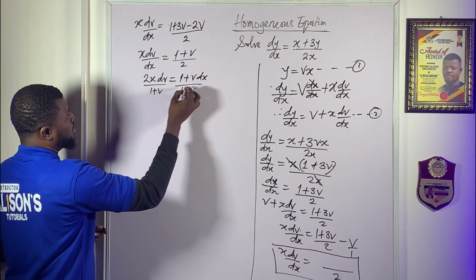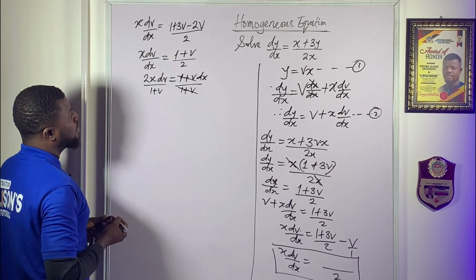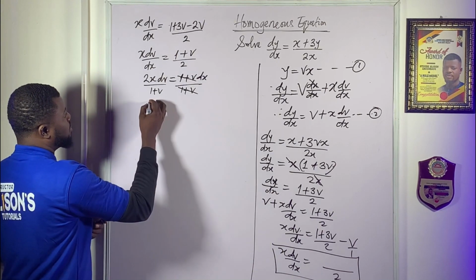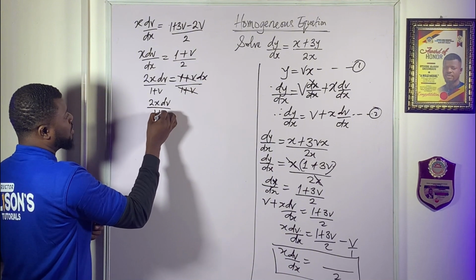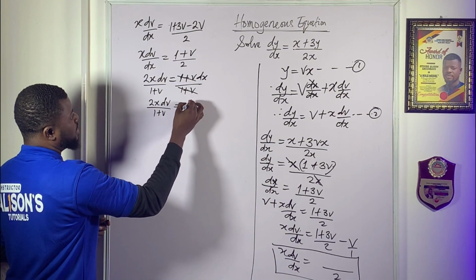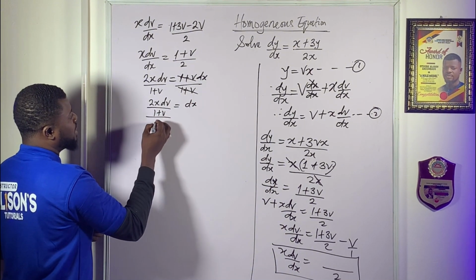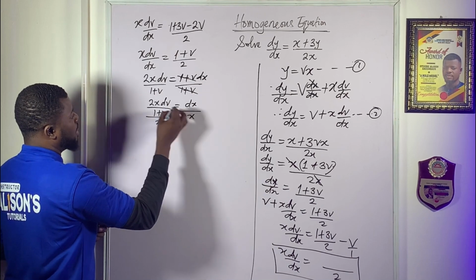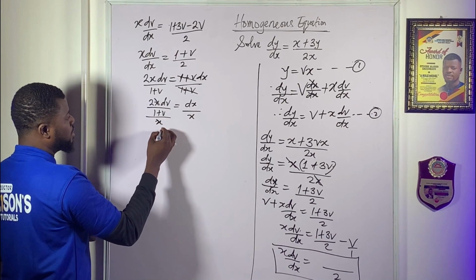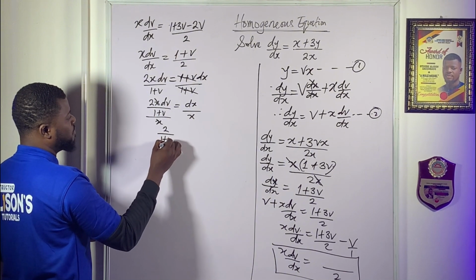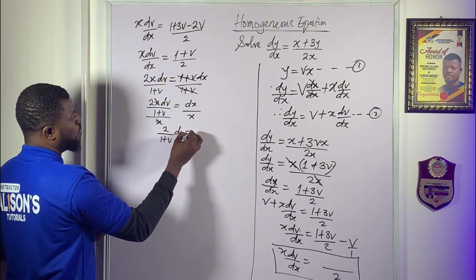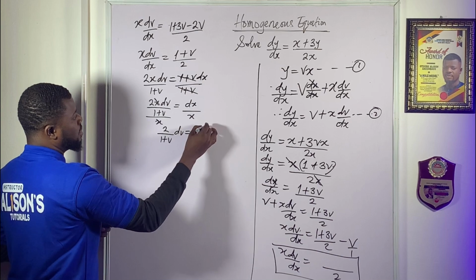1 plus v. This will easily cancel out with this. We can as well divide. Okay, let's write what remains. So the next time we're going to divide both sides by x. That way we will easily separate the variable. So if we divide both sides again by x, so that this x cancels out with this, we'll be left with 2 over 1 plus v dv equal to 1 over x dx.